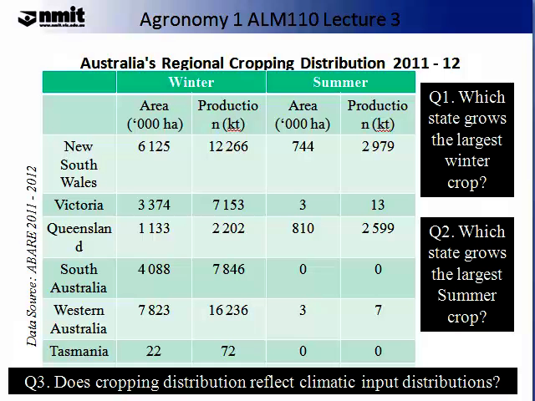Now we have an idea about Australia as a country. Let us look at the various states across Australia and see how their cropping breaks down. The table on the slide is from the ABARE 2011-2012 data. It shows winter and summer area and production cropping for both New South Wales, Victoria, Queensland, South Australia, Western Australia and finally Tasmania.